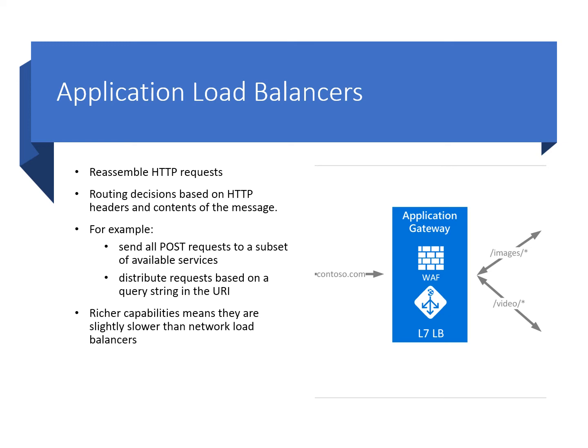For example, a load balancer can be configured to send all POST requests to a subset of available services, or distribute requests based on a query string in the URI. Application load balancers are sophisticated reverse proxies. The richer capabilities they offer means they are slightly slower than network load balancers, but the powerful features they offer can be utilized to more than make up for the overheads incurred.